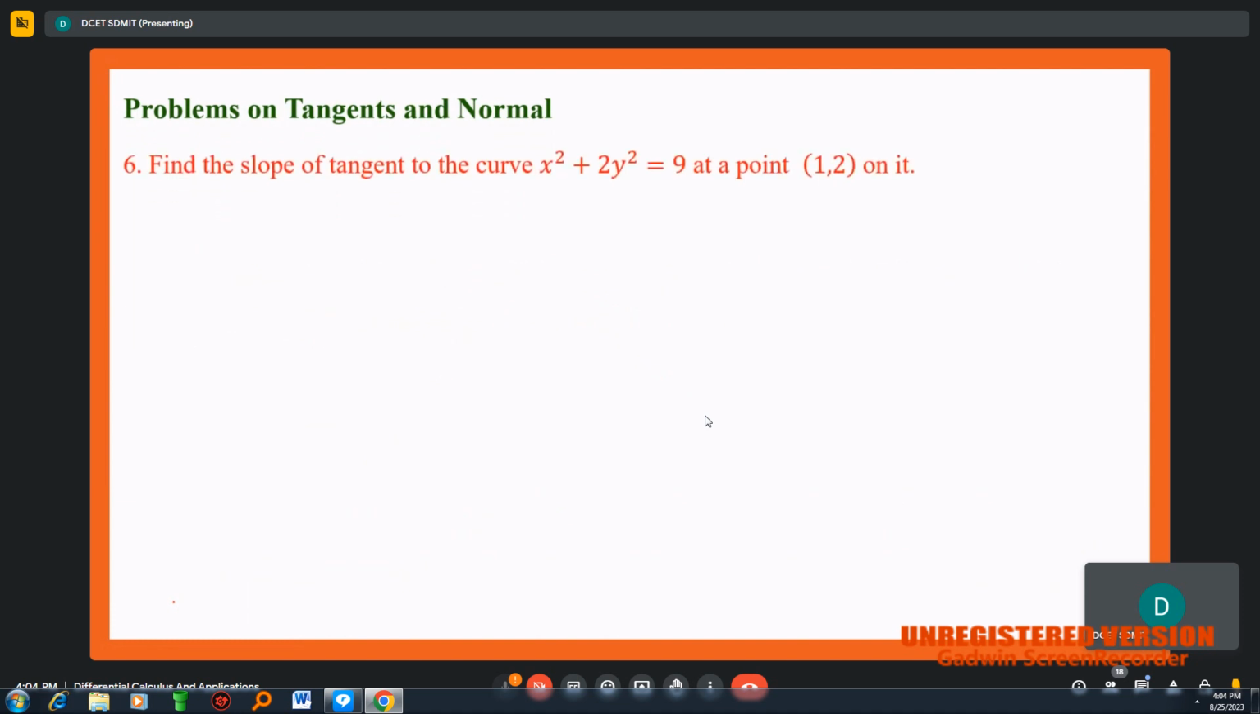Now, problems on tangents and normals. First, find the slope of the tangent to the curve x square plus 2y square equal to 9 at the point 1 comma 2 on it.